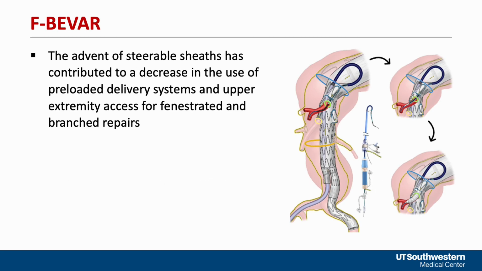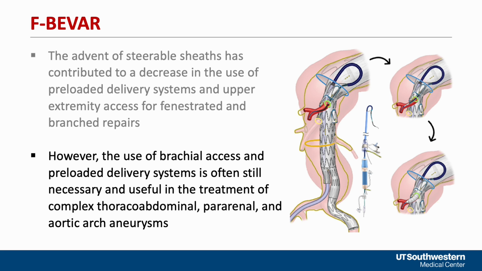The advent of steerable sheaths has contributed to the decrease in the use of preloaded delivery systems and upper extremity access for fenestrated branch repairs. However, the use of brachial access and preloaded delivery systems is still necessary in some cases.